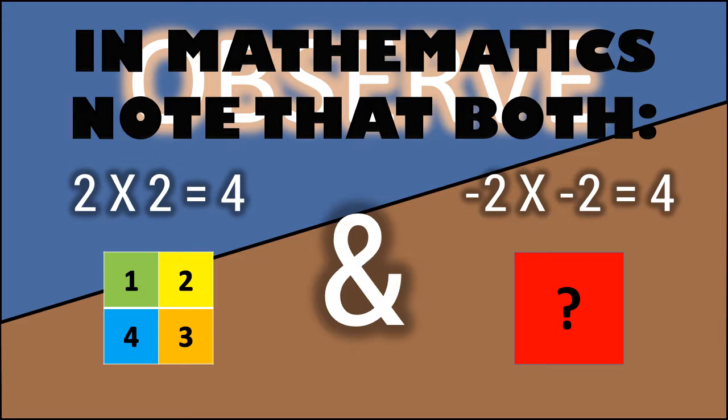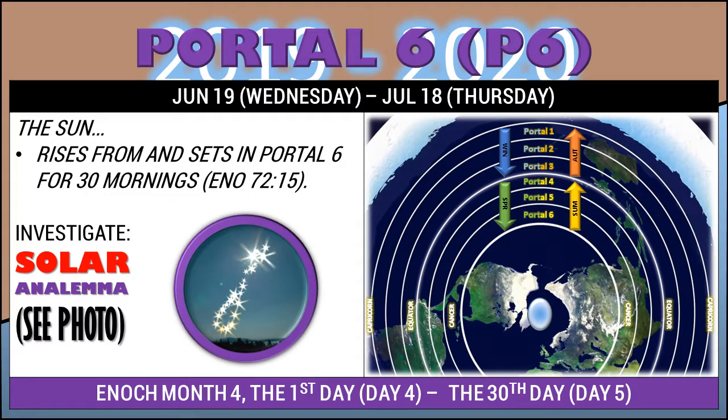Anyway, looking further at this slide of Portal 6, you will notice at the very top the Gregorian calendar and the dates that this particular event occurs, from June 19th to July 18th of 2019, and also the Enoch calendar, which is Enoch month 4, the 1st day through the 30th day, as is noted in Enoch chapter 72 verse 15, which I will have each month as well.